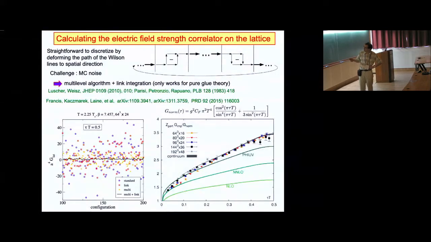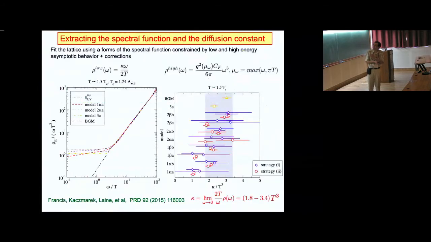And they also did the calculation at several lattice spacings and eventually estimated the continuum limit, which again is well above the leading order result, and even above any of these perturbative results. So now the question is, you have the data, you see this enhancement compared to the next-to-leading order result. Can you get the transport coefficient?